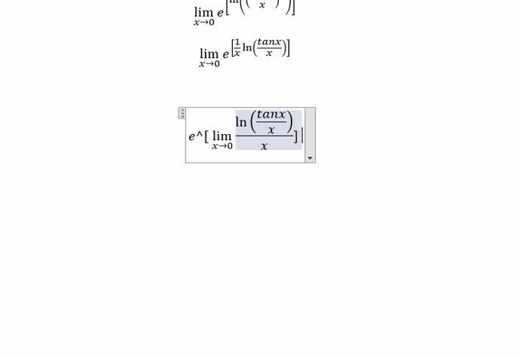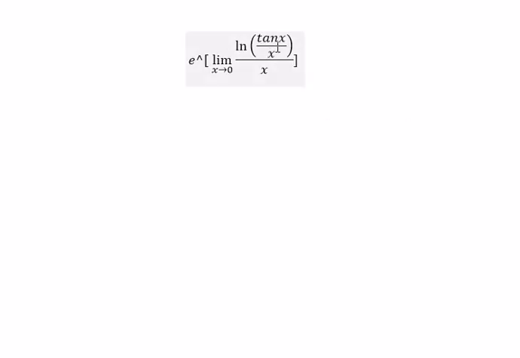Next, we can move this limit in here, and now we just have e to the power of the limit as x approaches 0 of ln of tan x over x, over x. Now we just consider this limit in here.